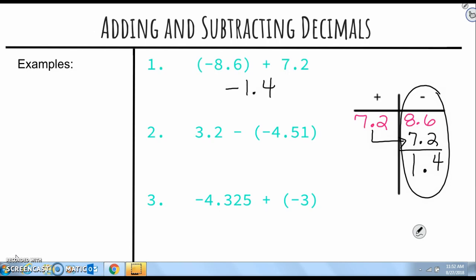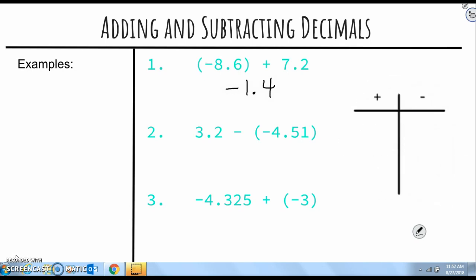Look at number 2. In order to solve this problem, the first thing that we need to do is rewrite our problem as an addition problem. Remember, with subtracting integers, we're going to add the opposite sign. So we keep 3 2/10 as it is, we change subtraction to addition, and we switch the sign of our second number. Since we have negative 4 and 51/100, we're going to switch that to positive 4 and 51/100.